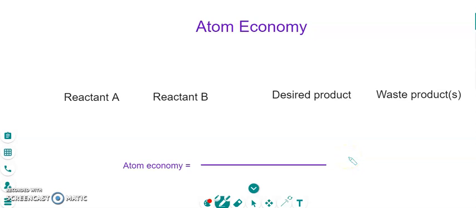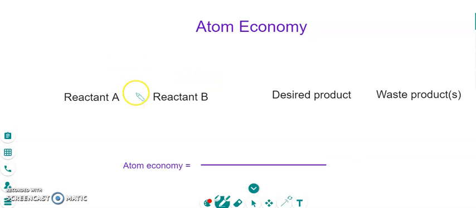Today we're going to learn about atom economy. When a chemical reaction takes place, atoms are neither gained nor lost when you move from the reactants to the products. In industry, we tend to only want one of the products from the chemical reaction. That means anything else produced is waste.